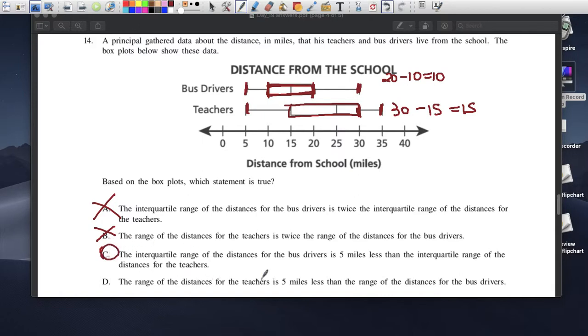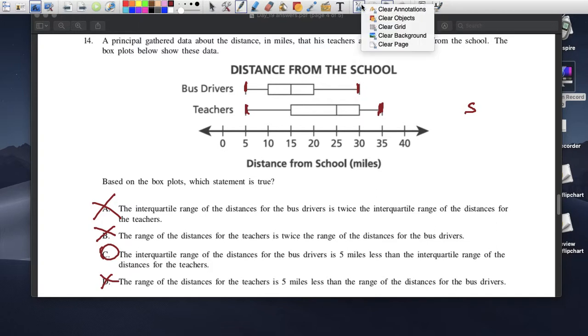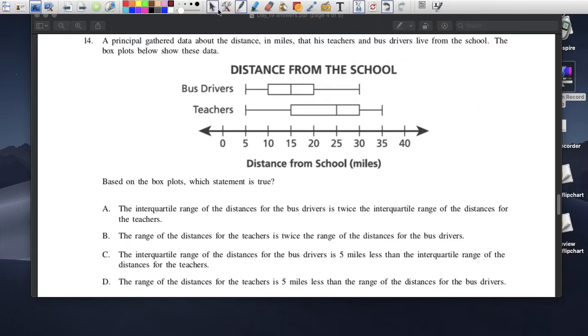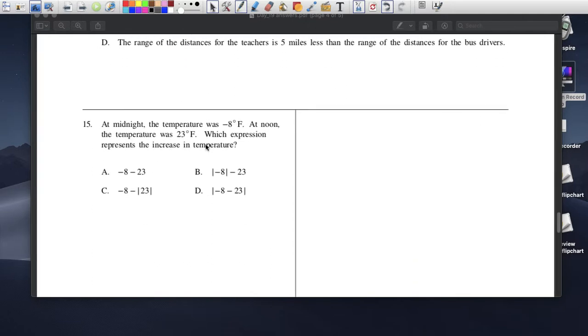The range of the distance for the teachers is 5 miles less than the range of the distance for the bus drivers. No, the range of the teachers, let me just erase some of this stuff. The range, right? This to this of the teachers is not smaller than the bus drivers, but they are bigger. So this one, garbage. So the only one that makes any sense is C. That's it. No, we have one more.